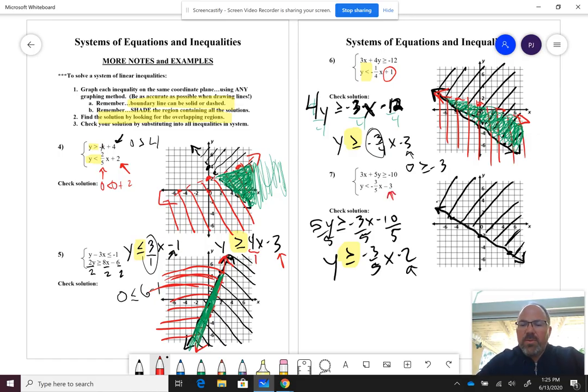The other inequality is negative 3. And it says I go down 3 to the right 5, negative 3/5. 1, 2, 3. Or I can do the opposite and go up 3 to the left 5. This one's a dashed line.